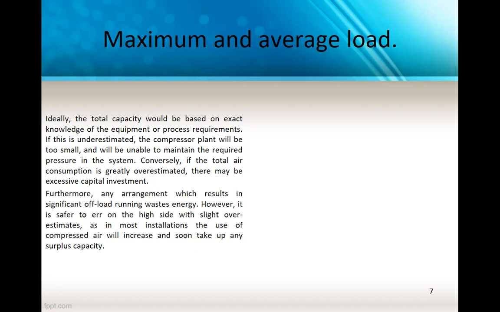So, furthermore, any arrangement which results in significant offload running waste energy. Yung mga sayang. However, it is safer to err on the high side with a slight overestimate, slight lang, as in most installations, the use of compressed air will increase and soon take up any surplus capacity.